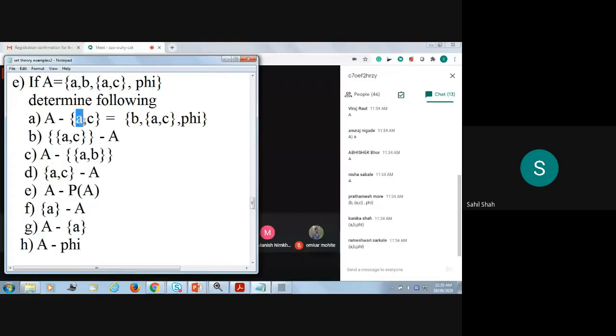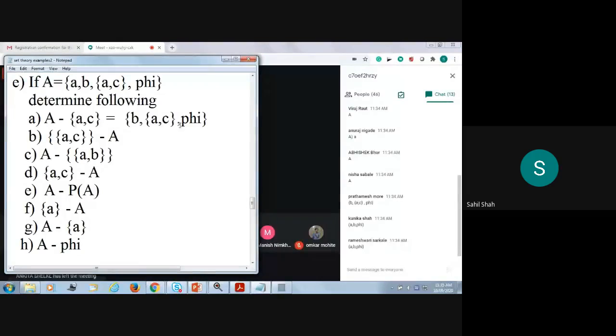In the right hand side set, I have two elements, A comma C. Out of that, this small a is common, so we are discarding that small a. Do I have B in the right hand side set? No. Do I have A comma C together? No. So I am taking A comma C. Do I have phi here? No. So this will be my answer: B comma A comma C comma phi. I hope this is clear.